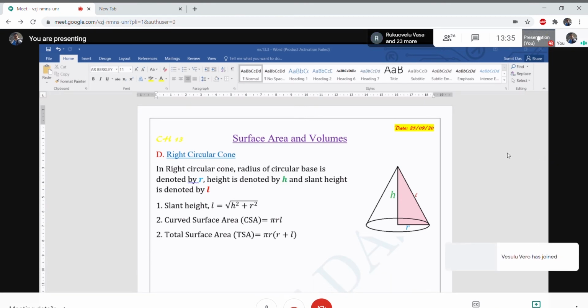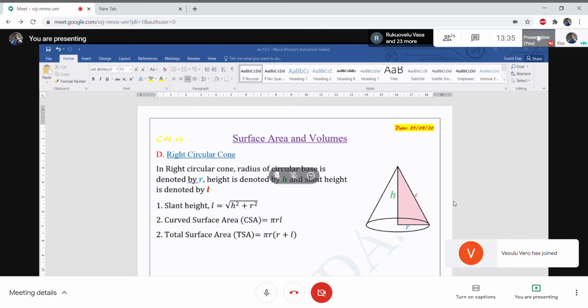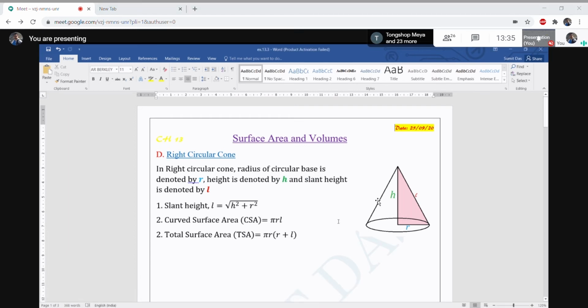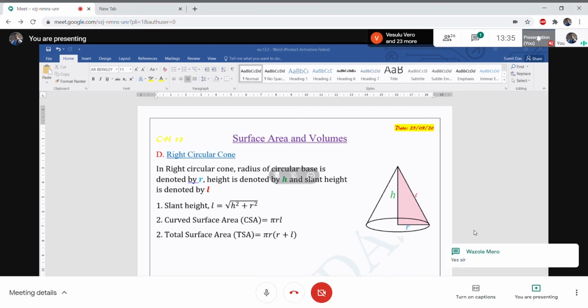Then I'm going to the next part of this surface area and volume chapter, that is right circular cone. Some of you, all of you, are very much familiar with this kind of figure, especially the birthday cap. This looks exactly like a birthday cap, right?